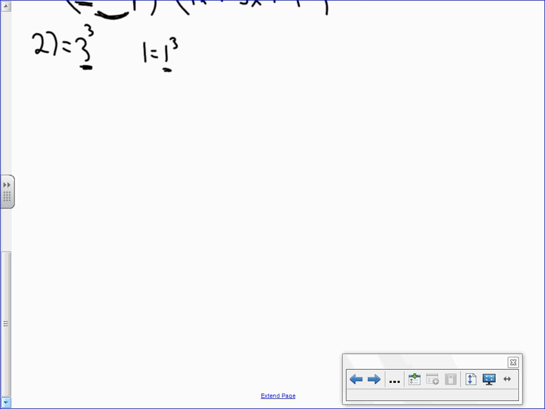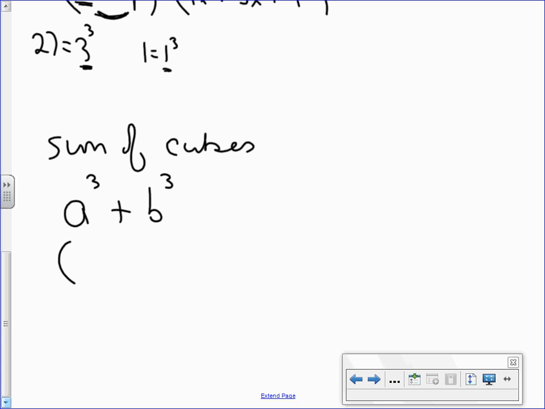The last one is sum of cubes. And it looks almost the same. Instead of a cubed minus b cubed, it's a cubed plus b cubed. The good news is it's similar to the other one. If this one's a plus, this is a plus. The bad news is it's so similar we sometimes get them mixed up. But again, you just have to memorize it.